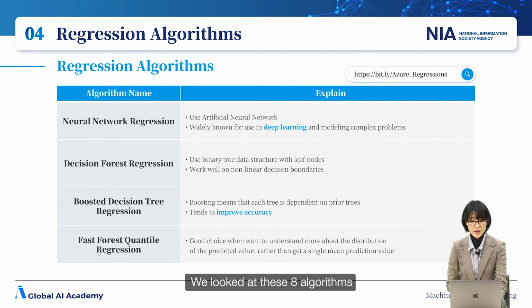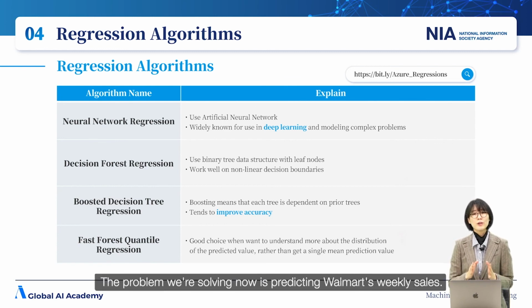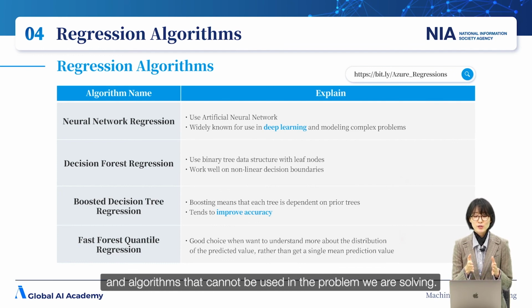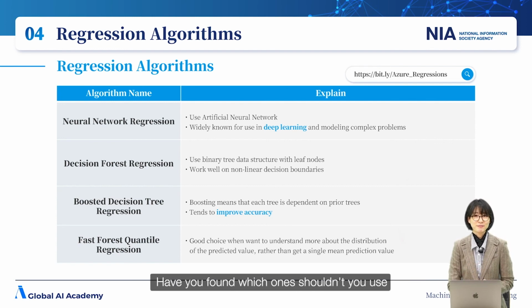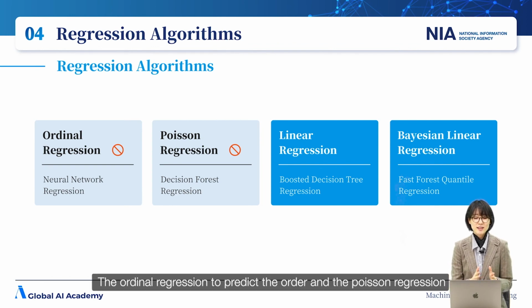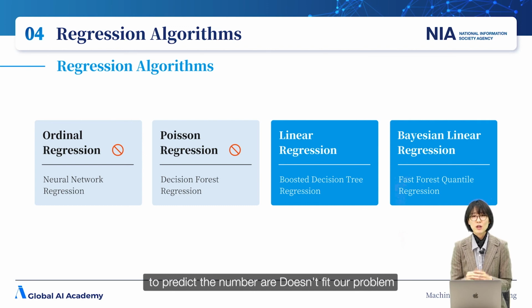We looked at these 8 algorithms. The problem we are solving now is predicting Walmart's weekly sales. Among them, there are algorithms that can be used and algorithms that cannot be used in the problem we are solving. Have you found which one you shouldn't use? The ordinal regression, which predicts order, and the Poisson regression, which predicts counts, don't fit our problem.